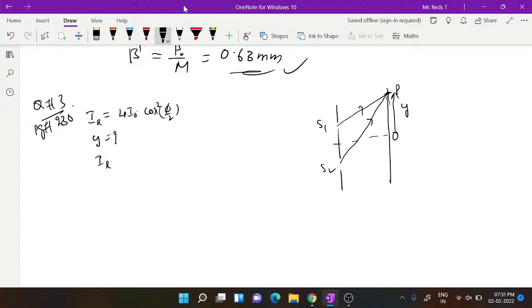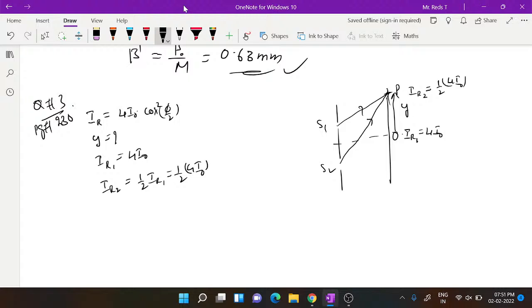Intensity at the central point, let us take it as IR1 is equal to 4 I naught. Here, let us say it is IR2. It is mentioned that at some distance, we don't know what distance, intensity falls to half of the maximum, that is half of IR1 or 4 I naught. So what is the distance we are asked to find? IR2 should be half of IR1 or half of 4 I naught. What should be y is the question.